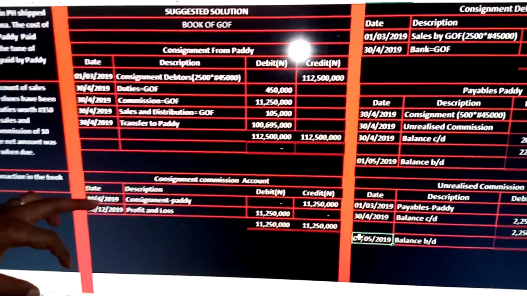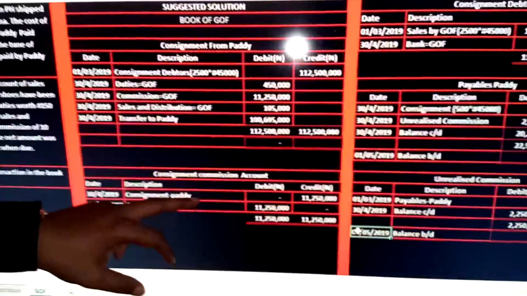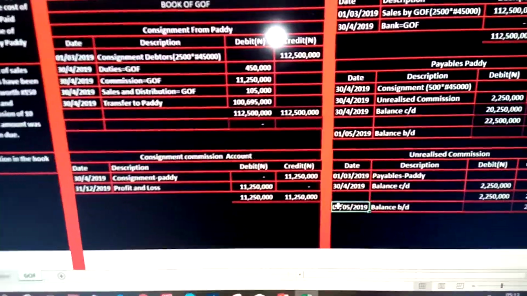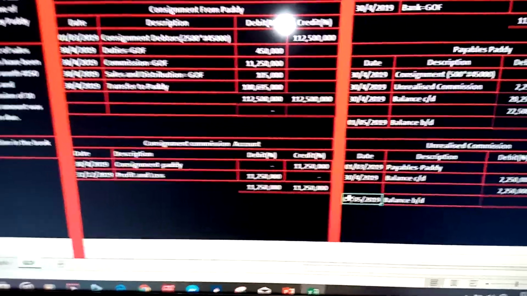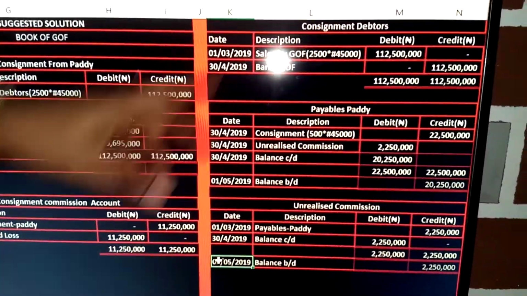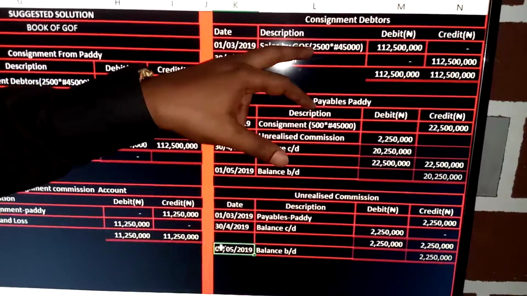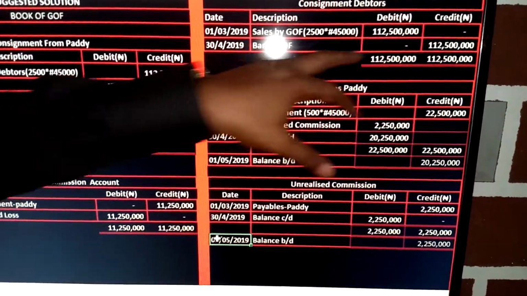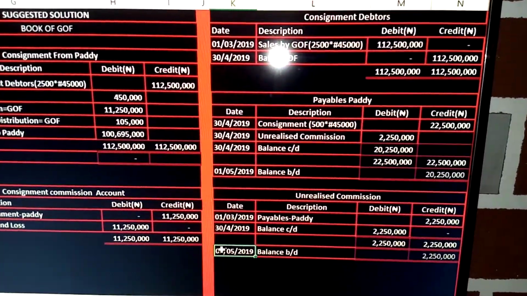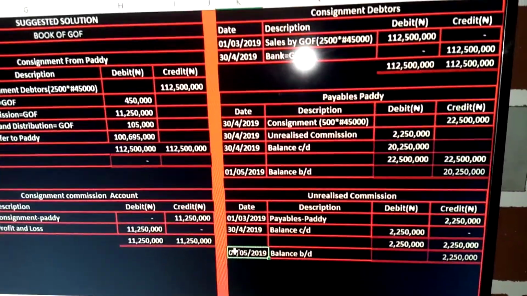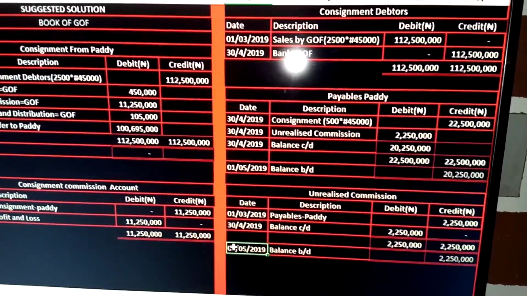So we have 30th April 2019 consignment from Paddy, which will be 11,250,000, which is 10% of the sales. That will be transferred to the profit and loss account of GOF, the general profit and loss account. Then we have the debtors. The debtors are going to pay based on what they've bought. So we have sales by GOF to the debtors, 2,500 units, which is 112,500,000. So that's what they're going to pay into the bank of GOF, 112,500,000.